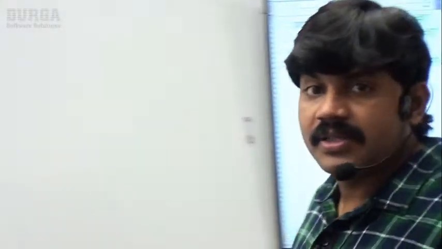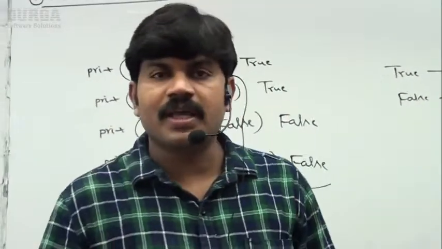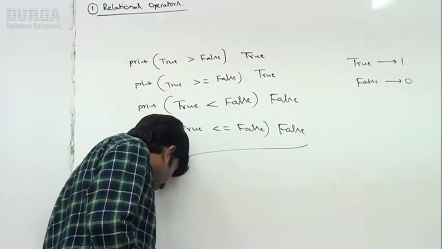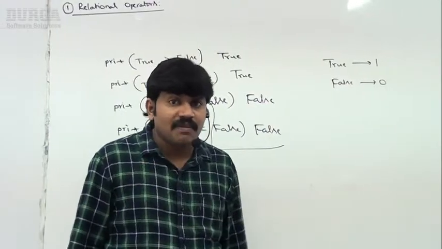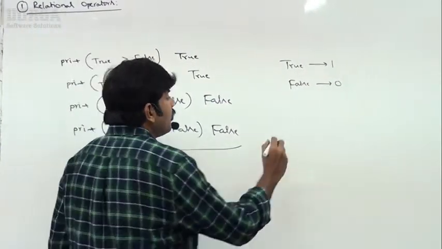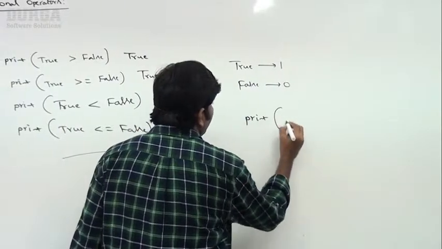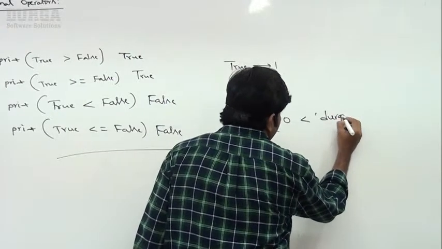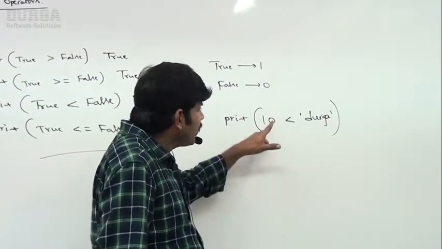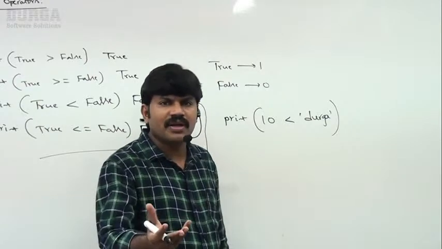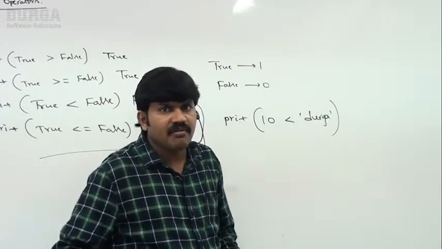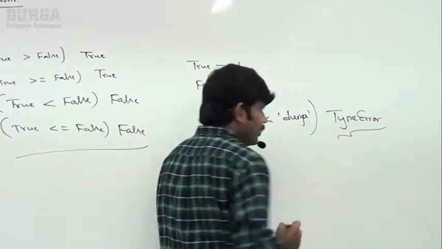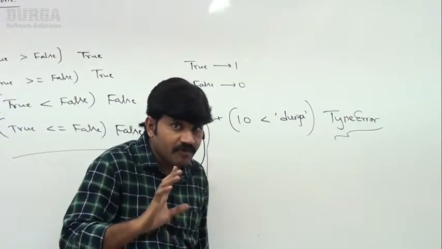Perfect, sir. So relational operators you can apply for numbers, for string values, and even for Boolean types also. Now, sometimes compatibility is not there for comparison. What will happen, sir? Very simple. Print of 10 less than Durga, I am taking. Have you observed? One is int, the other one is a string. How can you compare? Immediately the Python virtual machine will give an error. What answer are we going to get? Type error we are going to get.